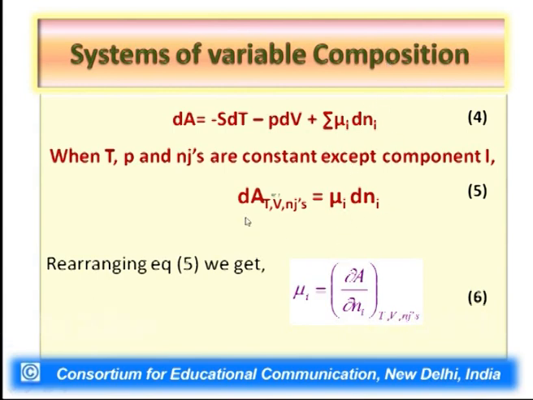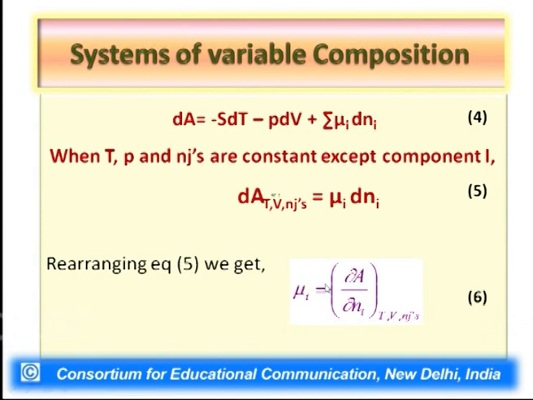i dni. So, it is very clear, I have written dA under the condition of constant temperature, volume and nj's, the number of moles of all the chemical constituents except component i, equal to mu i dni. Now, we can rearrange equation 5 in a way that we divide equation 5 by dni. What we get: delta A by delta ni under the condition of constant temperature, volume and nj's, j not equal to i, equal to, the right hand side, mu i, the chemical potential of component i.